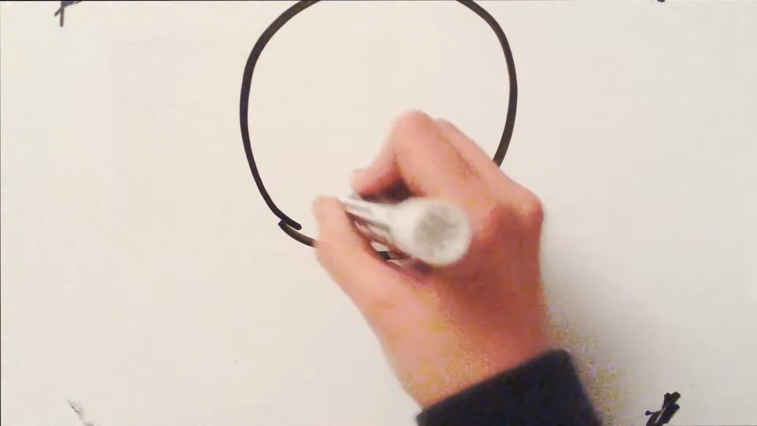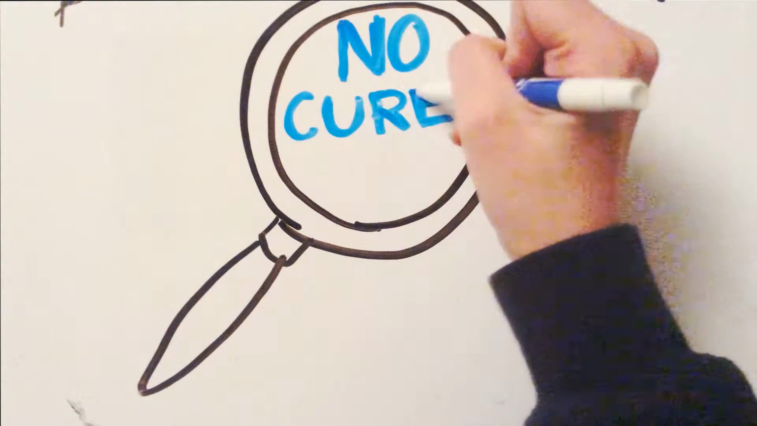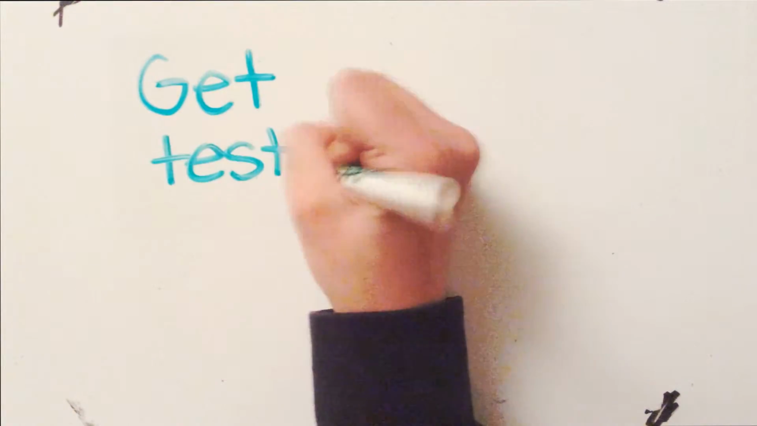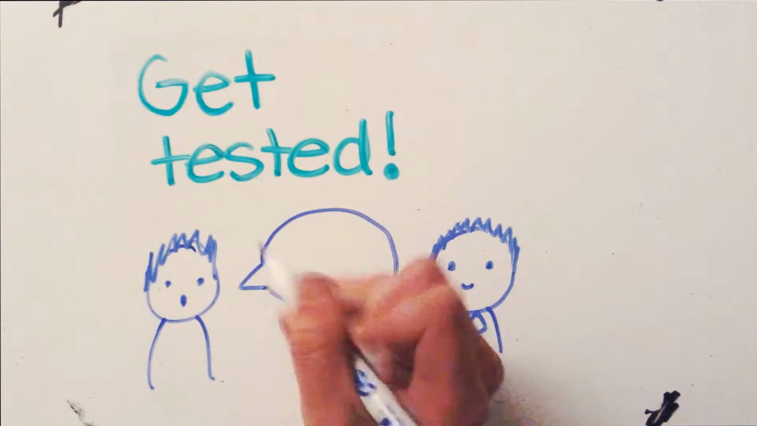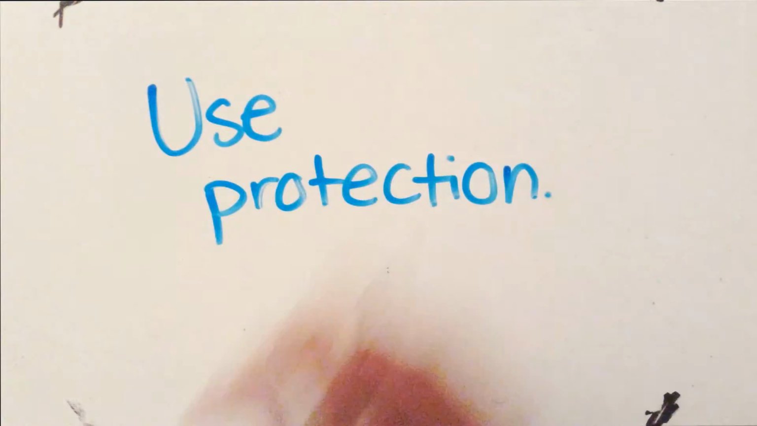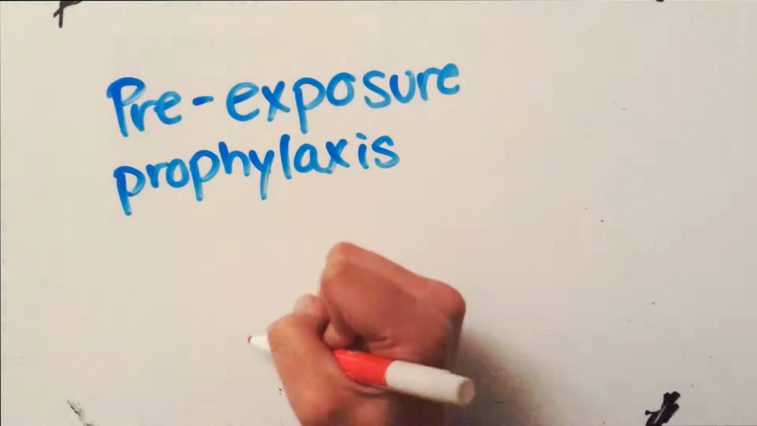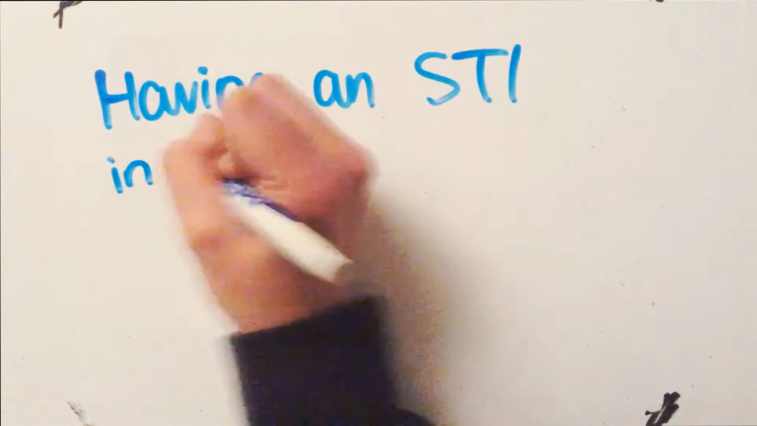Sadly, there is no cure for HIV yet, but there are ways that you can prevent yourself and your partner from getting HIV. It is important to use protection if you are sexually active and get tested before you have an intimate relationship with someone else. If you are at risk of getting HIV, you can do pre-exposure prophylaxis, which is taking an HIV medicine every day to decrease your chance of becoming infected.